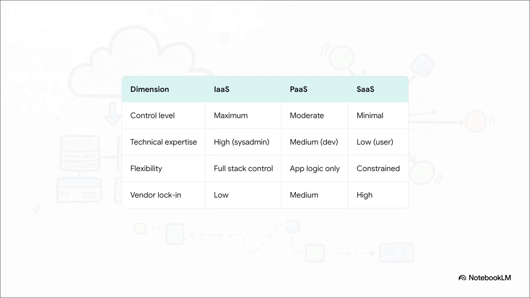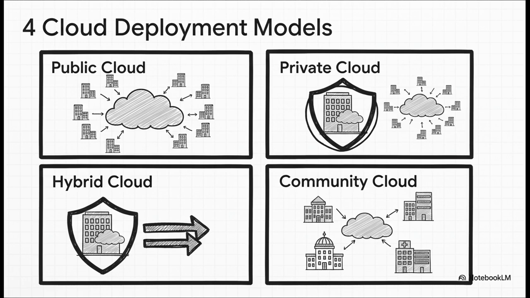And SaaS, that's just dining out. You show up, you eat, you leave. The restaurant handles everything else. It's all about how much of the work you want to outsource. It's also really important to remember these services can be delivered in 4 different ways.